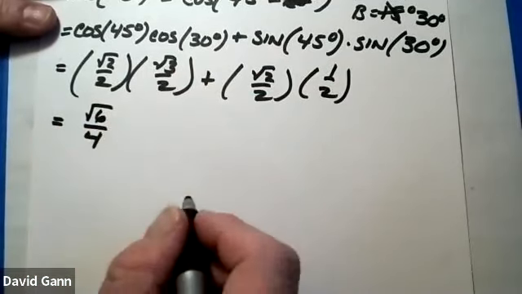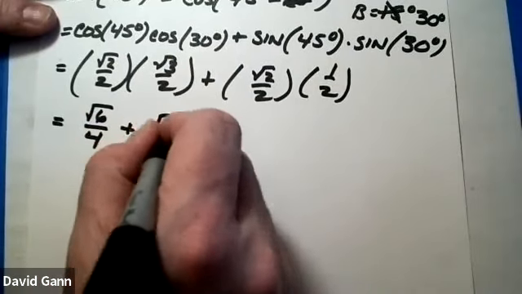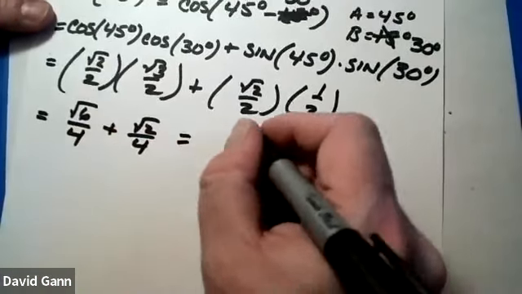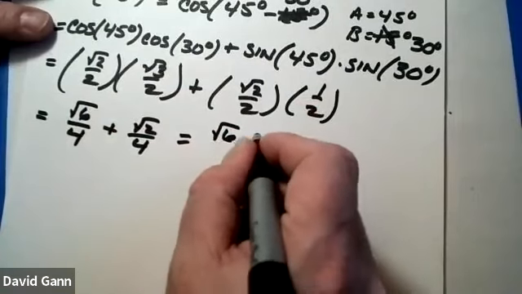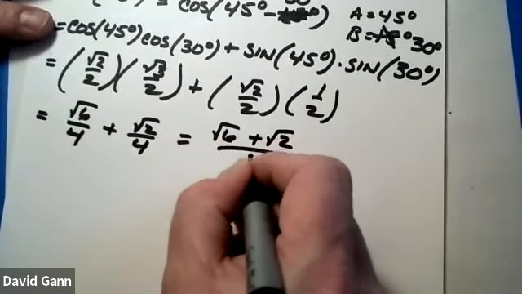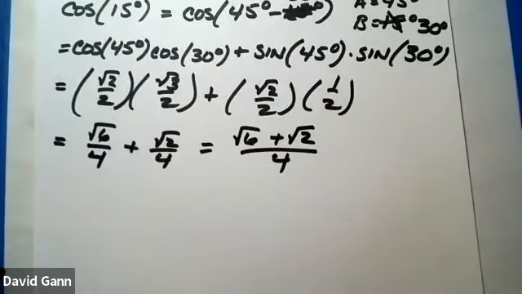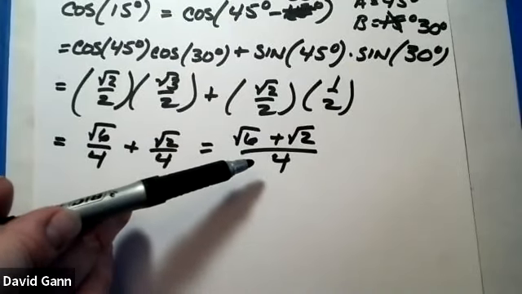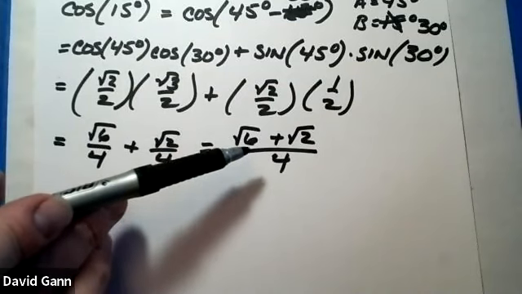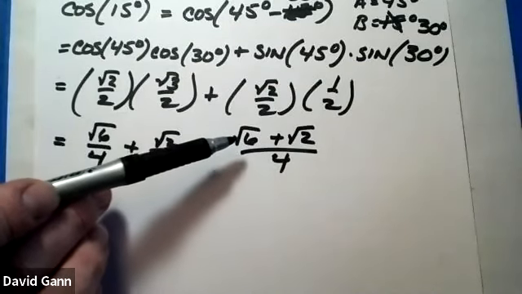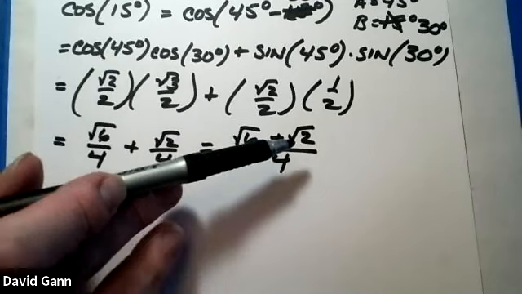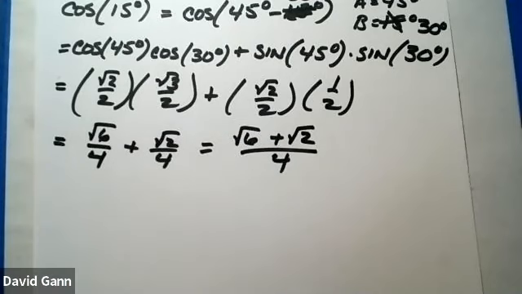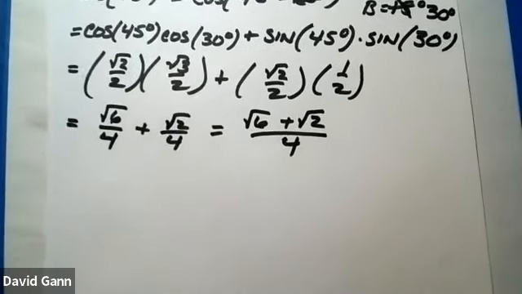Square root of 6 over 4 plus square root of 2 over 4, which when you combine them is going to give you square root of 6 plus square root of 2 over 4. It turns out for both sine and cosine, for those oddball angles, 15 or 75, you're going to get different combinations of plus or minus square root of 6, plus or minus square root of 2, all over 4 for every one of them. I'm not going to ask you to memorize these exact values, but you should be able to derive them.